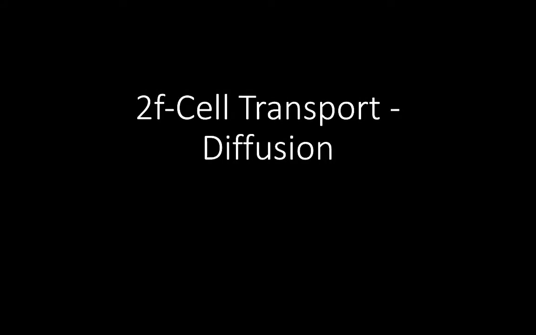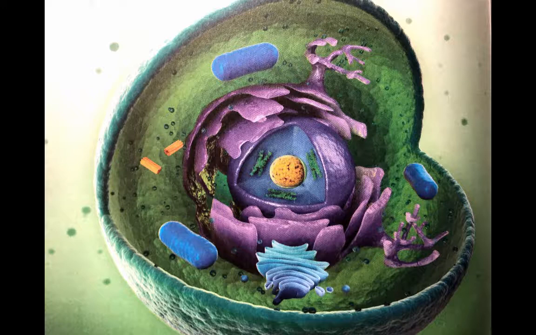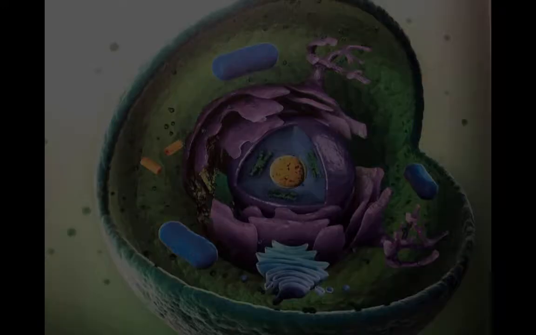Lesson 2F, Cell Transport via Diffusion. Remember, each cell is wrapped in a lipid bilayer membrane. This membrane restricts what can enter and exit the cell.